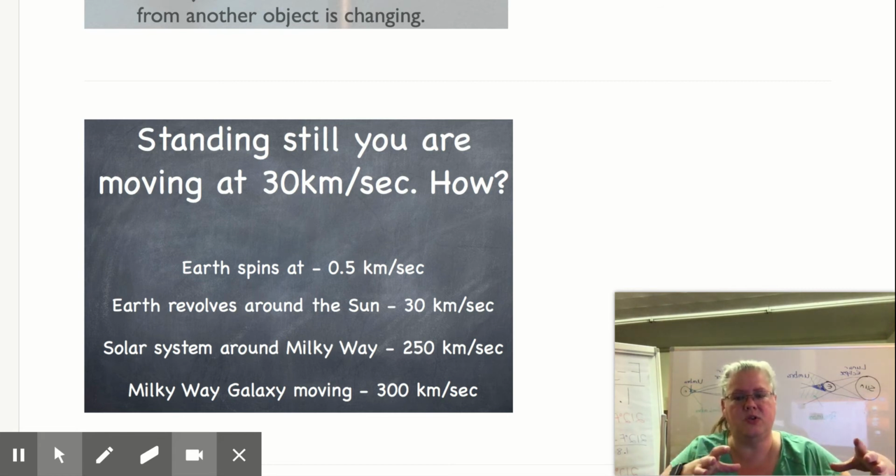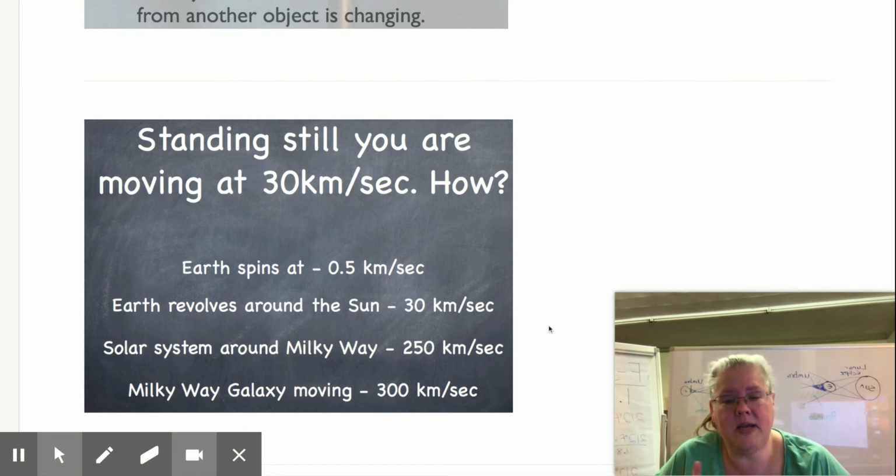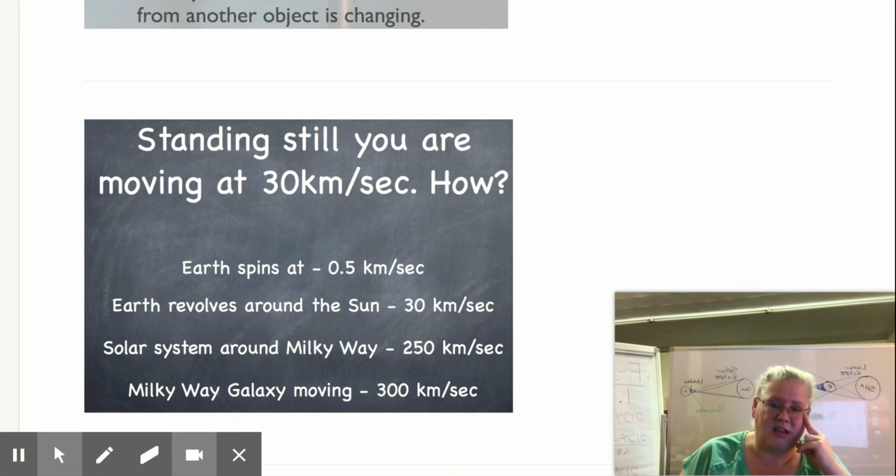And then that whole solar system is spinning around the galaxy. And because it's spinning around the galaxy, we're traveling at 250 kilometers per second in another circular motion. The Milky Way, the whole galaxy, is being flung out from basically the Big Bang at 300 kilometers per second. So we're moving at one time while we're sitting here in 4 different directions. Now, why don't we get sick? I mean, that's a lot of motion.